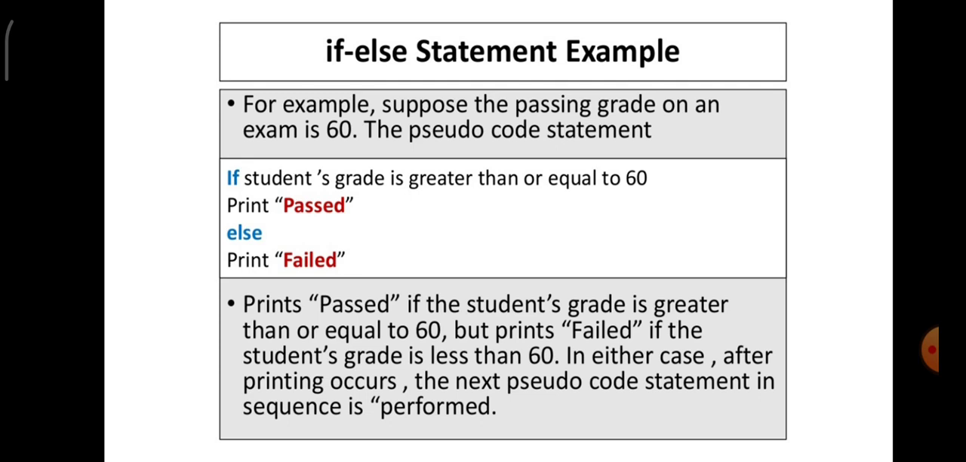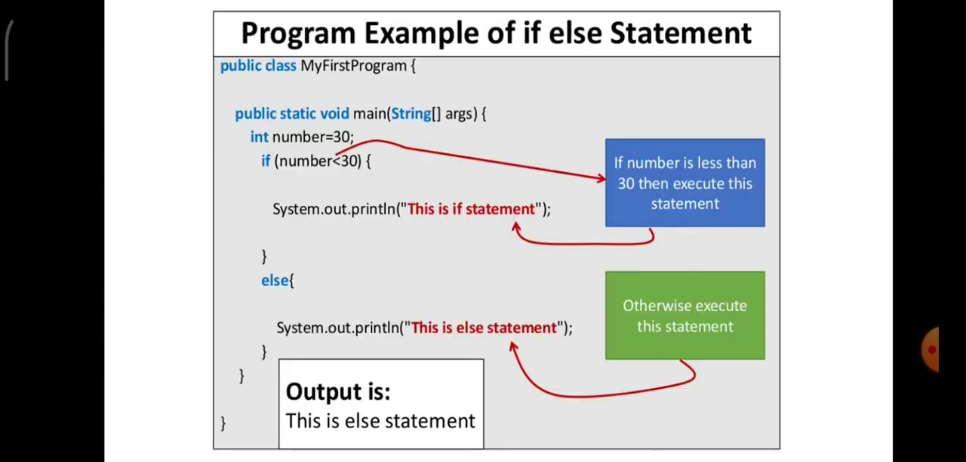If the mark is less than 60, you are going to print fail, which is the else statement. It prints passed if the student grade is greater than or equal to 60, but prints fail if the student grade is less than 60. In either case, after printing occurs, the next pseudocode statement in sequence is performed.